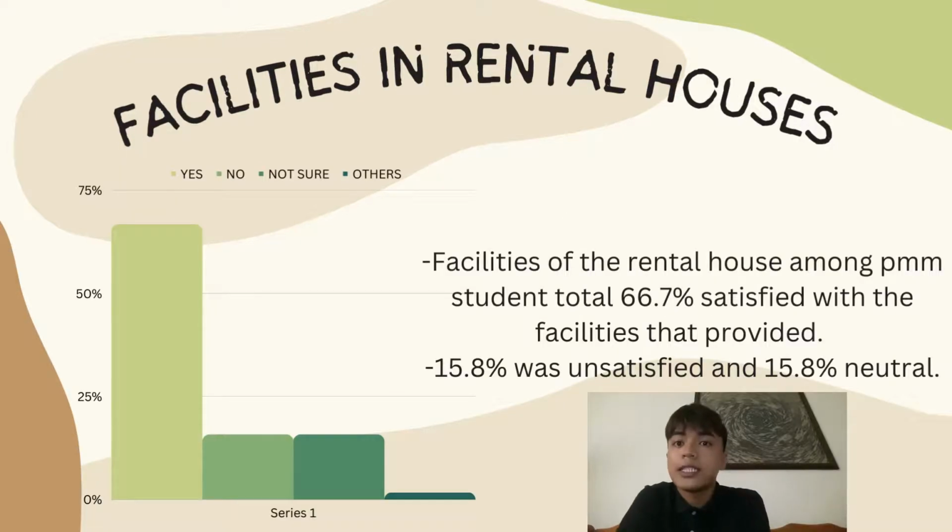For the next slide, we talk about facilities in the rental house. A total of 66.7% of PMM students were satisfied with the rental home's amenities, while 50.8% of the others were dissatisfied and the other 50.8% were neutral.